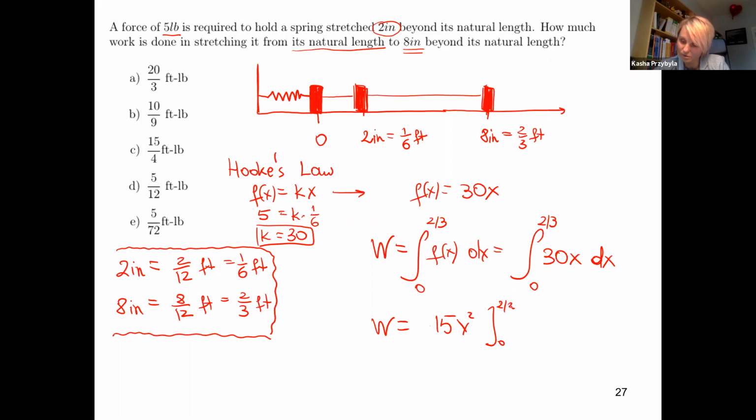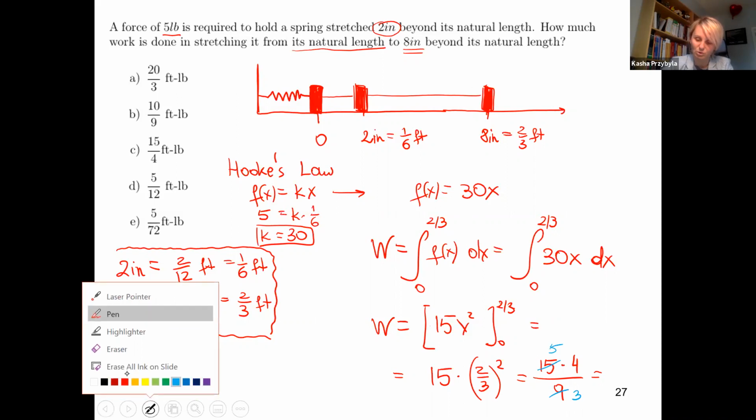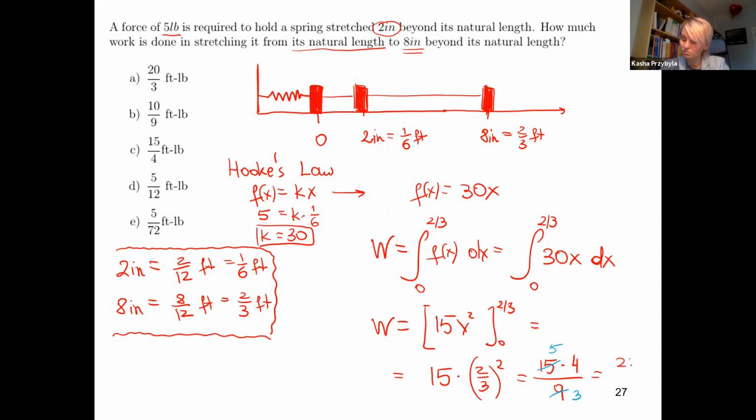Computing from 0 to 2/3, we can ignore 0, of course. That means we only have 2/3 squared, 15 times 4 divided by 9. Or we can simplify 15 and 9 by dividing by 3. We don't have to produce huge numbers. 20 over 3, and of course it's foot-pounds. Oh, did I write pounds in the other one? Foot-pounds. Okay, so this is the answer.